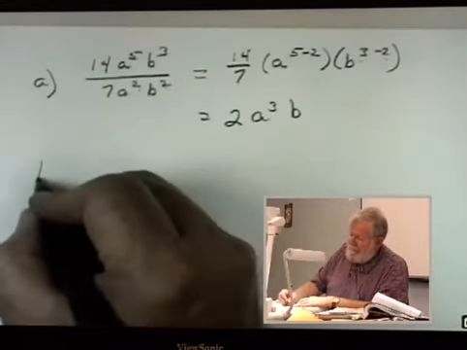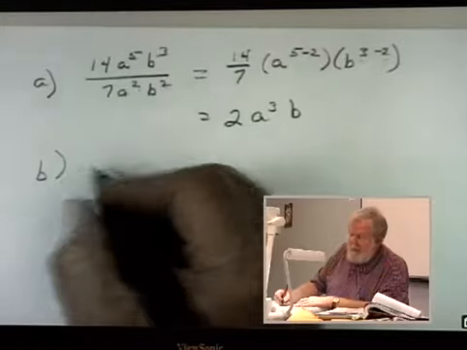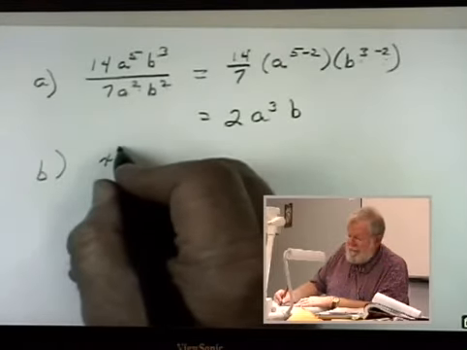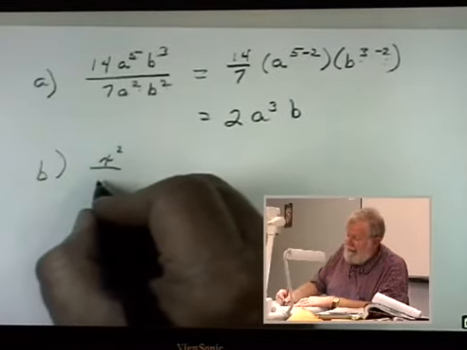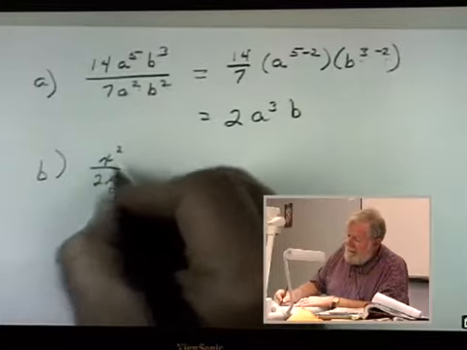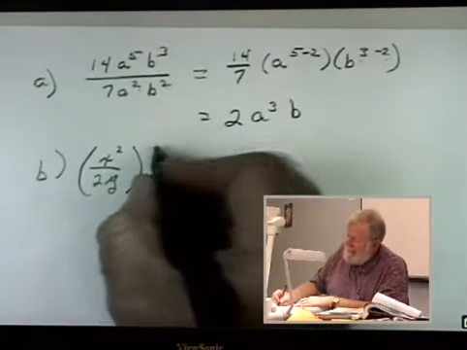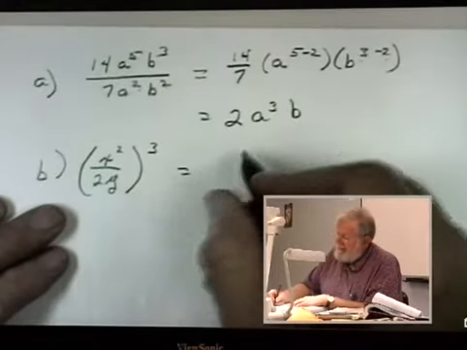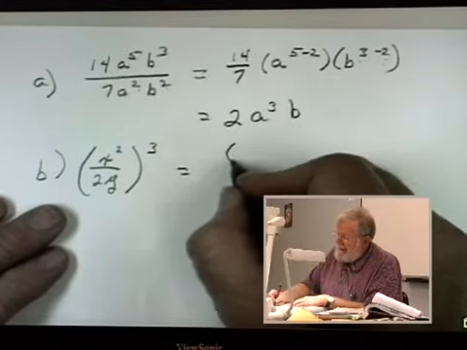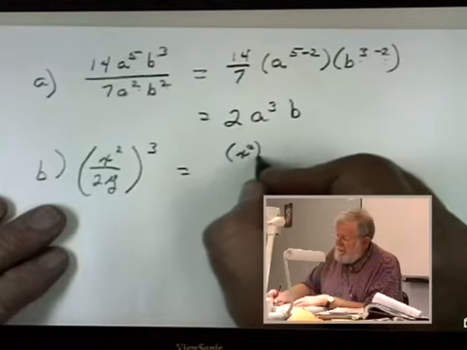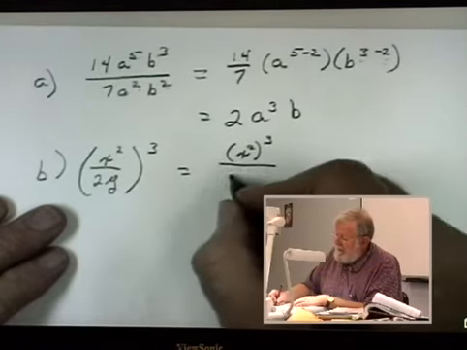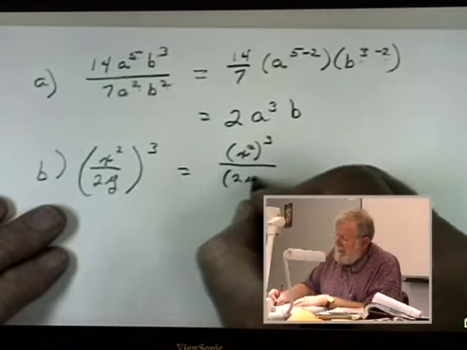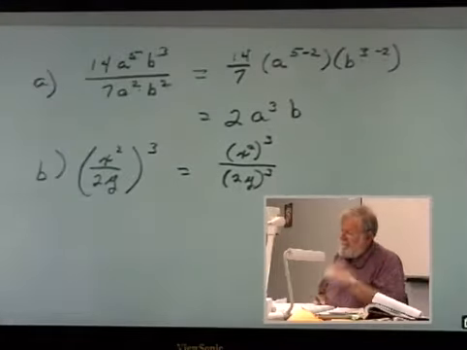Now let's do number b there. x squared divided by 2y, and we're going to take this whole quantity and raise it to the 3rd power. Well, we can rewrite this as x squared raised to the 3rd power over 2y raised to the 3rd power.